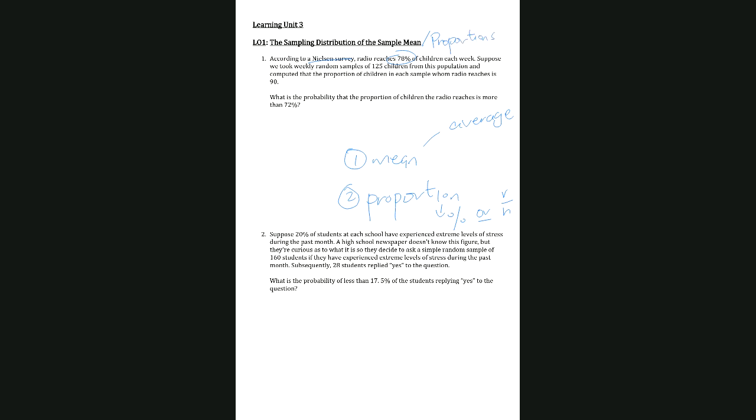So the first question then says, according to a Nielsen survey, radio reaches 78% of children each week. So here they've given you the general figure. So this is your population figure. And since it's a percentage, that says to us that we're working with proportions.